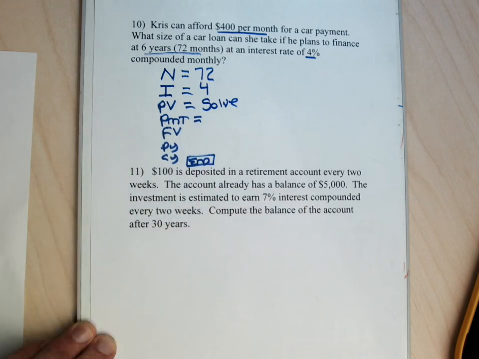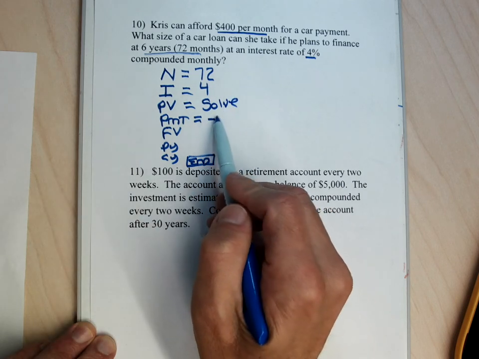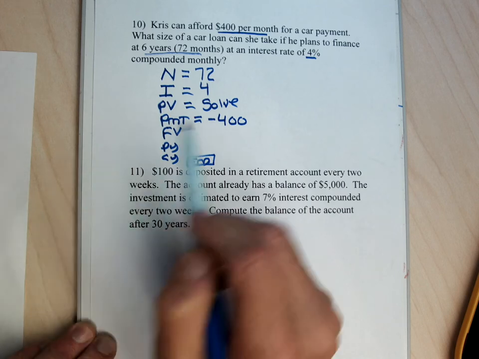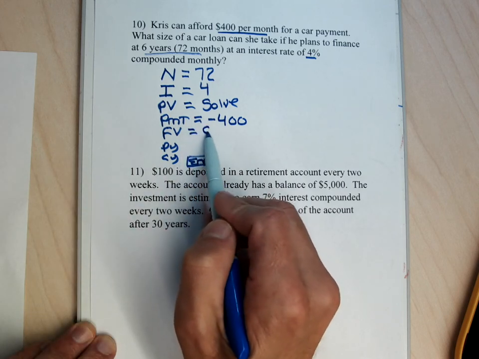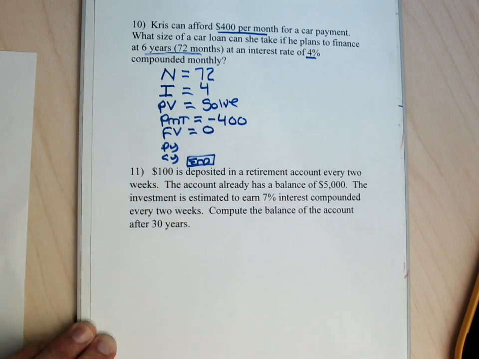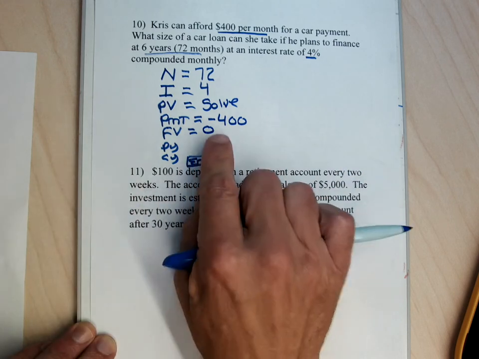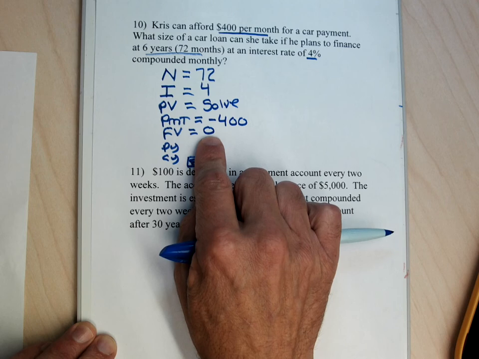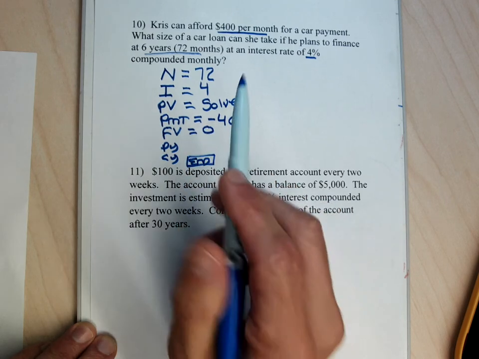Quite honestly, it doesn't matter whether you make this positive or negative, but usually money that I'm depositing goes in as a negative, so I'm going to put -400 in for the payment. For the FV, I'm going to put what she wants to owe when the car is paid off, which is 0. If this was a lease and the car had a residual value, this is where you put a number. But for a purchase, future value should be 0.